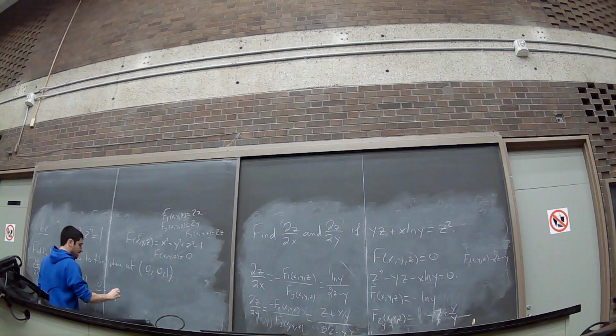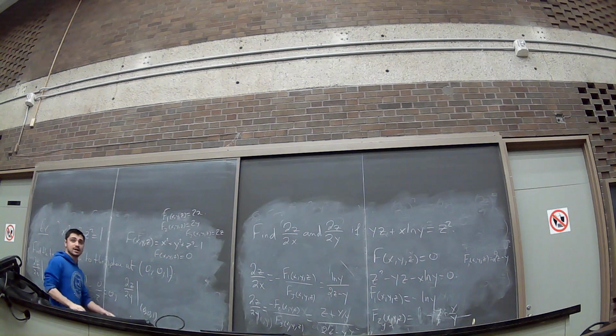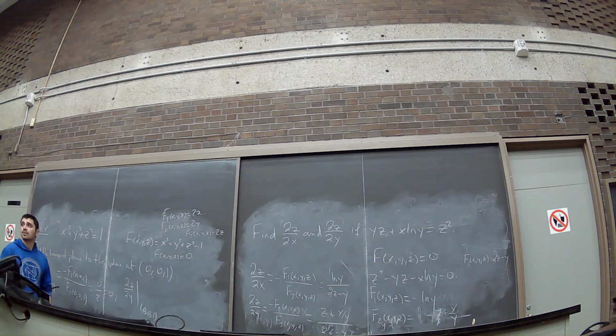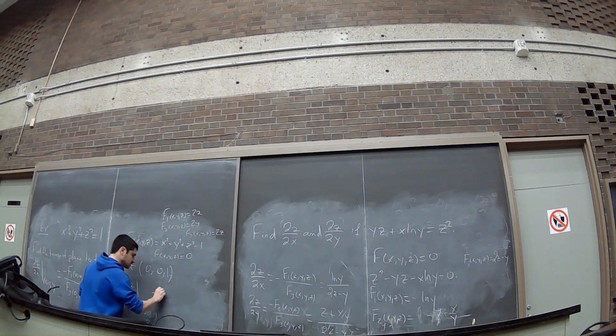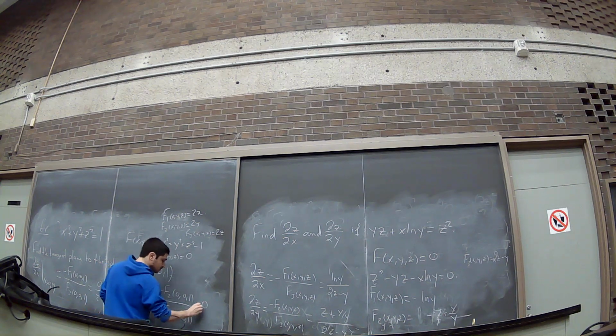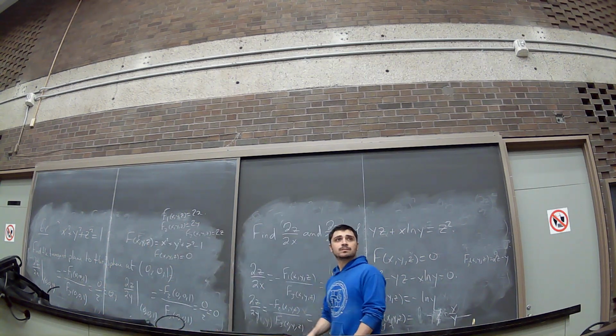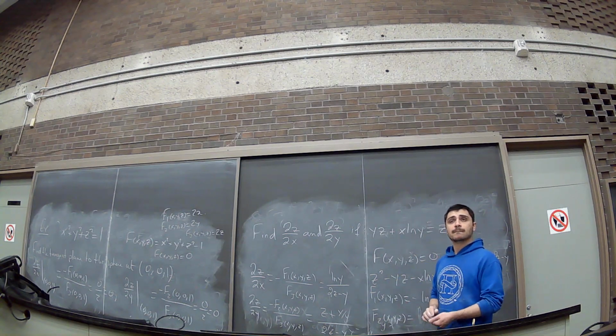which is 0. And what is del z, del y at 0, 0, 1? What is that? Also 0, but let's write it this way. Minus f2 at 0, 0, 1, divided by f3 at 0, 0, 1, which is just 0 over 2, which is 0. Right or no? Are we good? Yes?